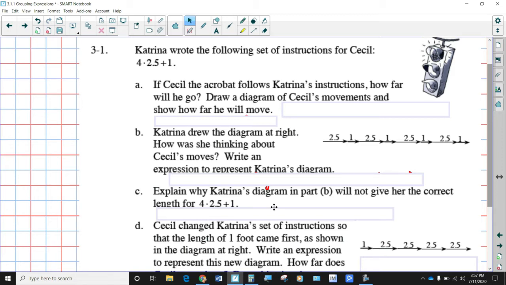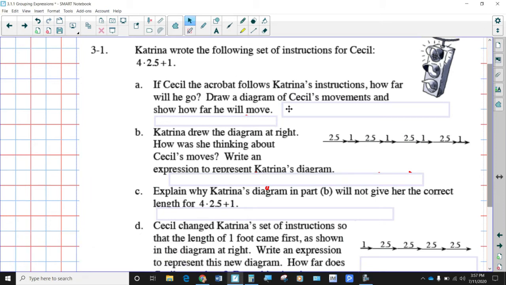Okay. Actually, you know what? Why don't you pause right now and just take care of parts A and B? Because I have a feeling it's going to get a little confusing if we move on without addressing these two parts first. So go ahead and pause and draw what you think is supposed to be the diagram and how much it equals, and then what this diagram is actually representing for Katrina.